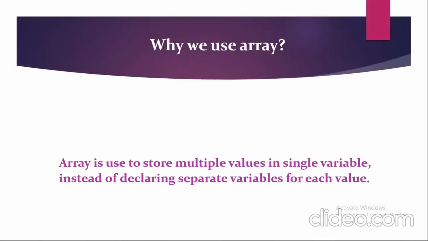So guys, the question is why we use array or why do we even need array? Array is used to store multiple values in a single variable instead of declaring separate variable for each value. For example, just assume that you need to declare two numbers in your program. Usually what you'll do, you'll write integer which is int, and then you say num1 equals to 5 and then int num2 equals to 10. But here by using array you can declare both the numbers by just one variable.